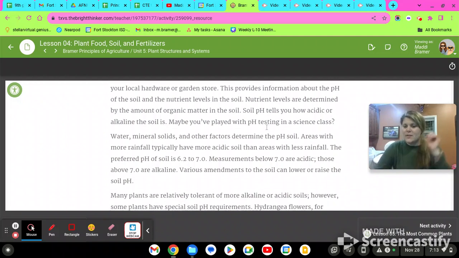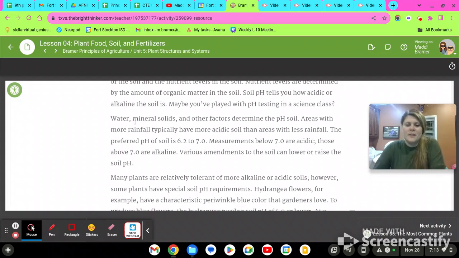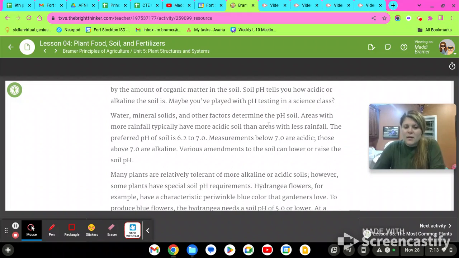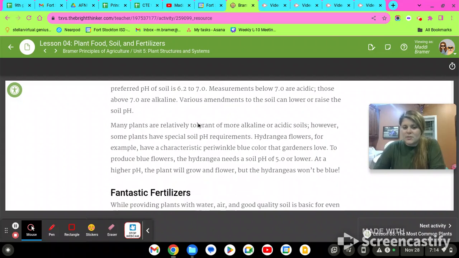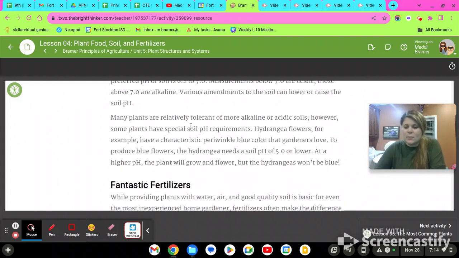You've probably used a pH test if you've got a pool or a friend has a pool, or in a science class. So it's the same thing. Areas with more rainfall typically are going to have more acidic soil than areas with less rainfall. So preferred is 6.2 to 7. If they're below 7, they're acidic. Above is alkaline. So that's kind of the sweet spot. You can change different things in your soil to make it more balanced.